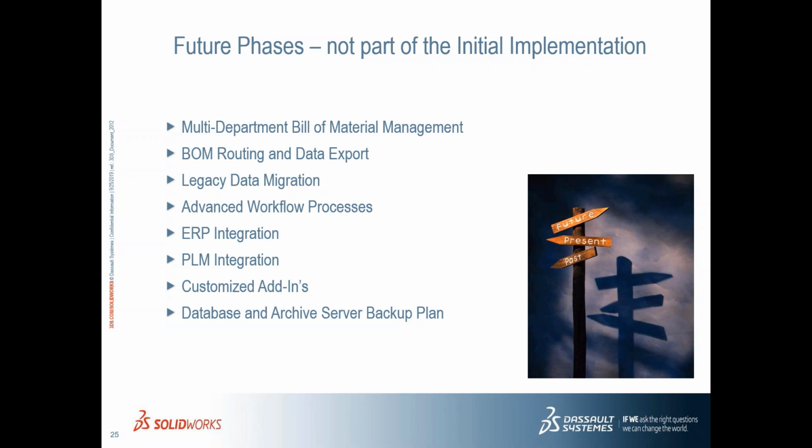So what is not part of that initial setup? What are things that I should be looking out for down the road, when you're setting up PDM? The first is a lot of times people have multiple department bill of material management. So they say, all right, Roland, we have our mechanical bill of material, but then we have an electrical bill of material. Then we have a shipping list or a packing list. How do I manage all that?